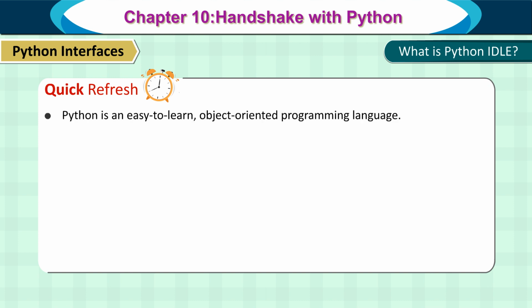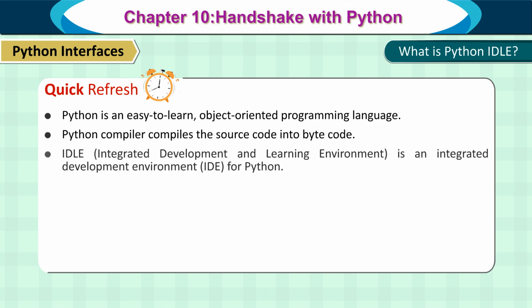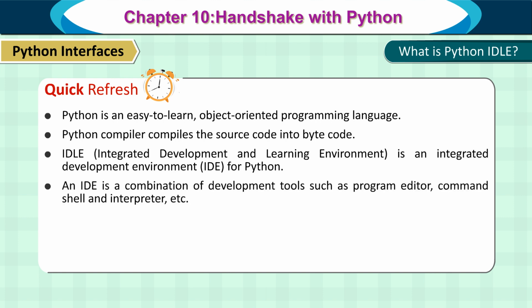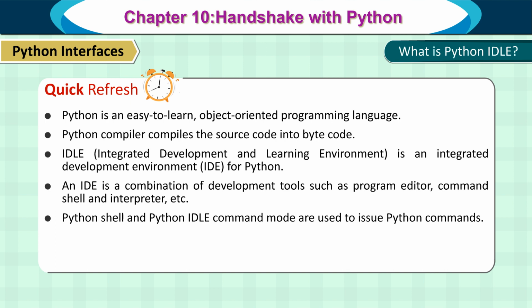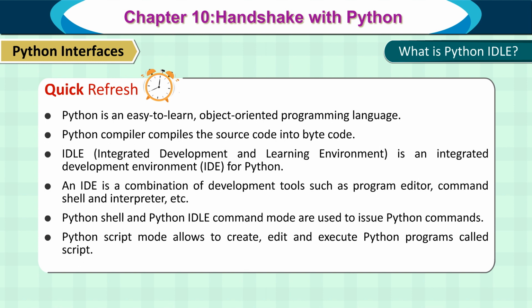Quick refresh. Python is an easy-to-learn, object-oriented programming language. The Python compiler compiles the source code into bytecode. IDLE, Integrated Development and Learning Environment, is an integrated development environment (IDE) for Python. An IDE is a combination of development tools such as program editor, command shell, and interpreter, etc. Python shell and Python IDLE command mode are used to issue Python commands. Python script mode allows us to create, edit, and execute Python programs called scripts.